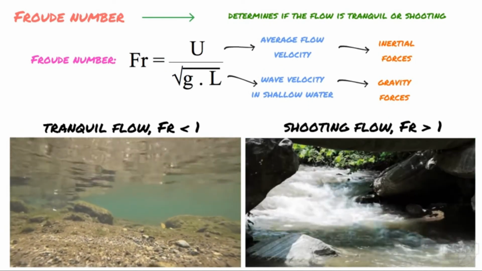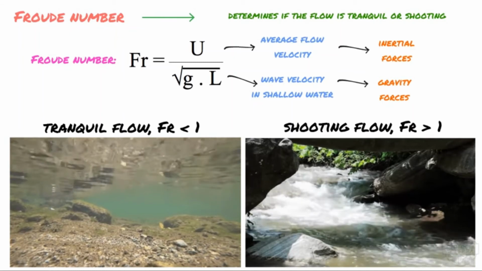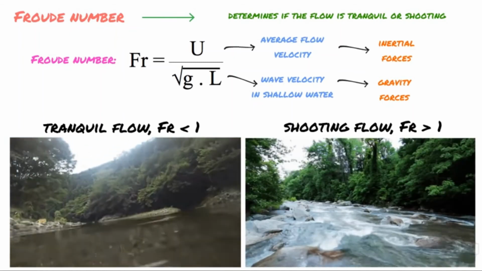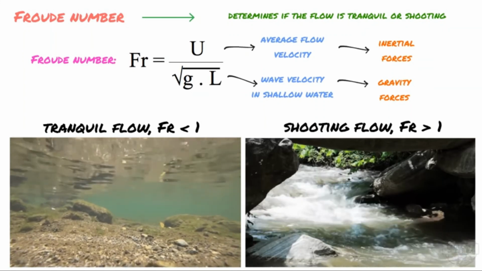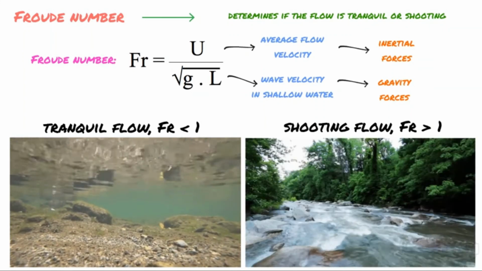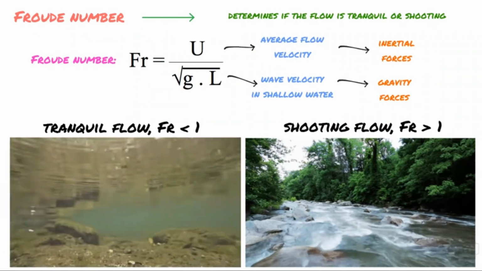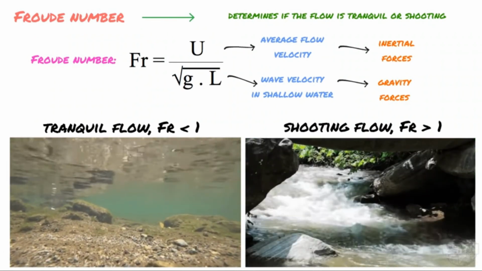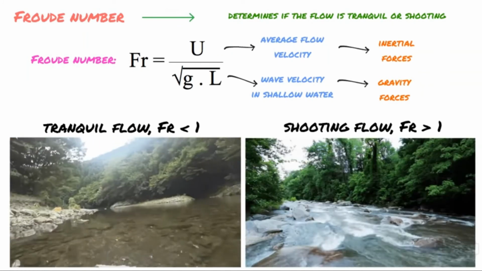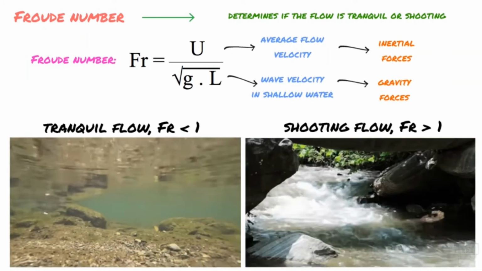In a tranquil flow, the speed of the waves will be greater than the velocity of the stream. The way to visualize this is to think of a very tranquil stream of water like the one on the left. If you throw a little pebble into this tranquil stream, the waves created by the impact will probably be able to propagate against the current upstream. In this case, the stream will have a flow number lower than 1.